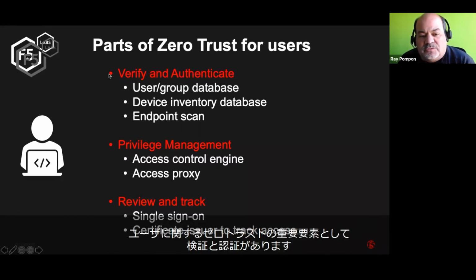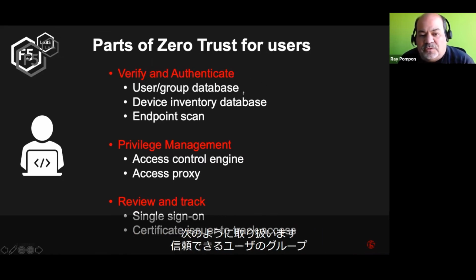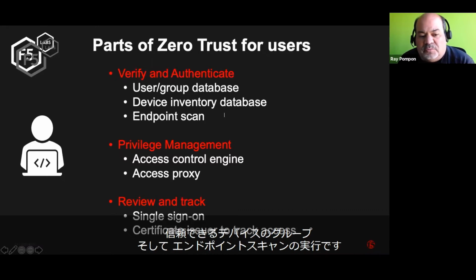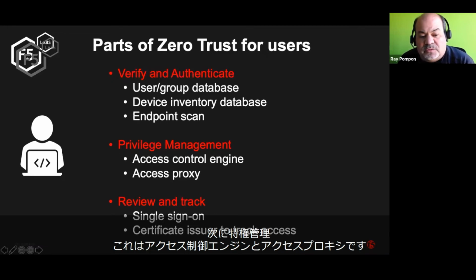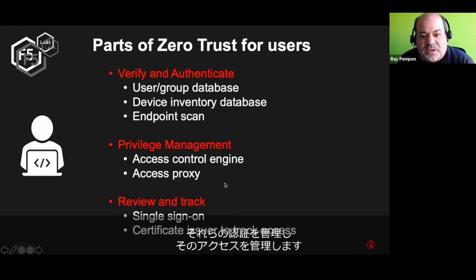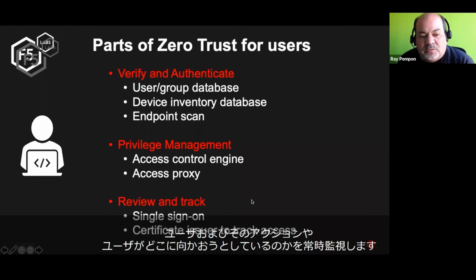So the parts of zero trust for users: verify and authenticate. So we're dealing with this. We have a group of trusted users. We have a group of devices that we trust, and then we do an endpoint scan. And this tells us, can we trust this user? We interrogate and check this every time. We have privilege management, which is an access control engine and access proxy, which is managing those authentications and managing that access. And then lastly, we do reviewing and tracking. So we're constantly keeping an eye on the user and what they're doing and where they're going.